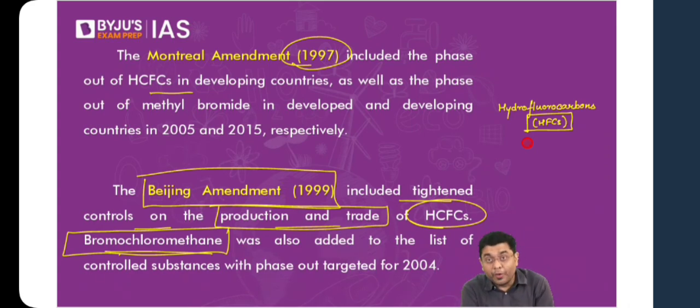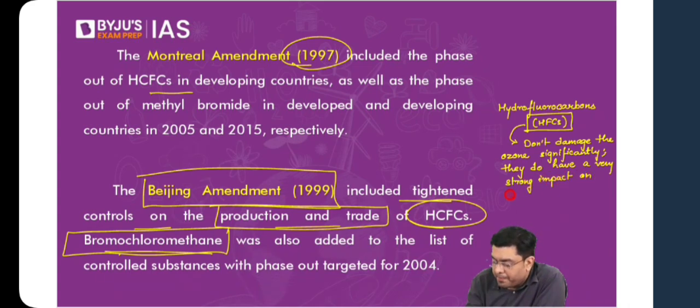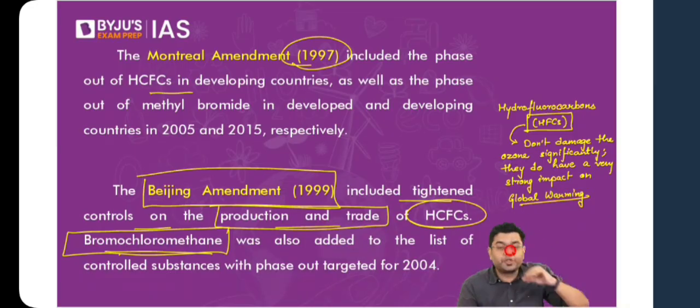But upon greater study, it was found out, and there was a detailed study which was published in 2015, which indicated that these HFCs, while they are not creating an ozone hole, they are warming the globe because they do not end up depleting the ozone layer, but they are very, very potent greenhouse gas. So, while they do not damage the ozone significantly, they do have a very strong impact on global warming. Okay, they have a very significant and a strong impact on global warming.